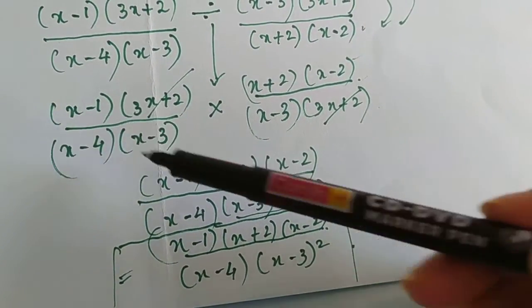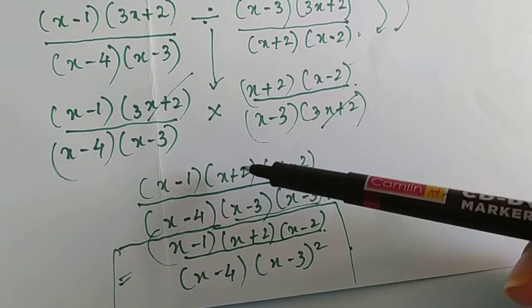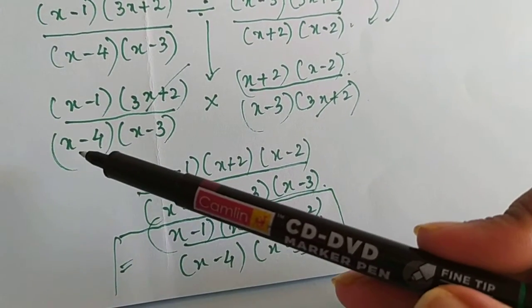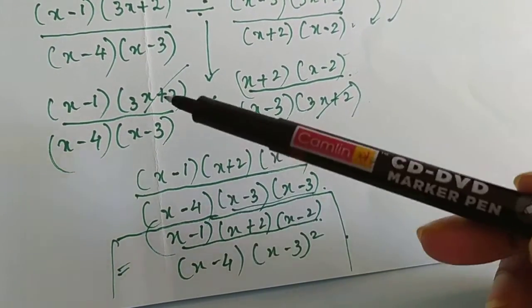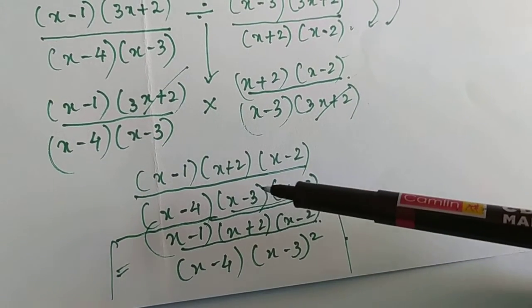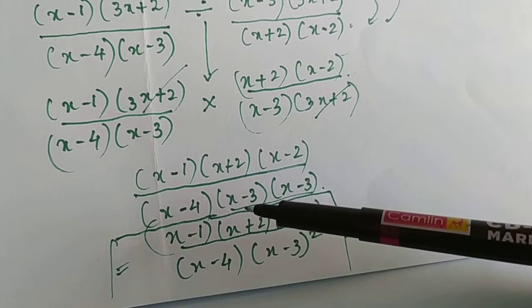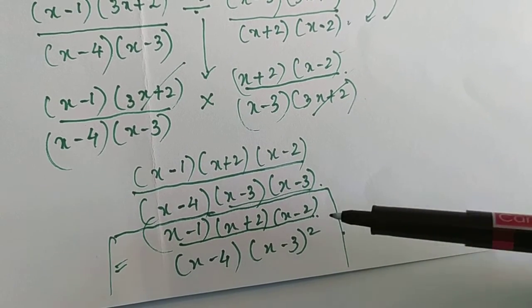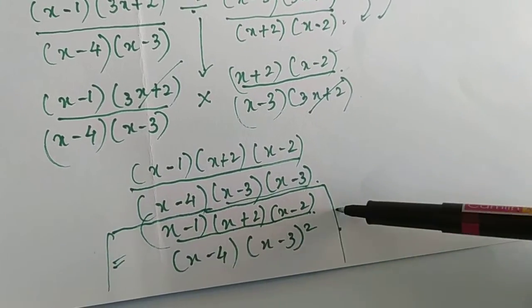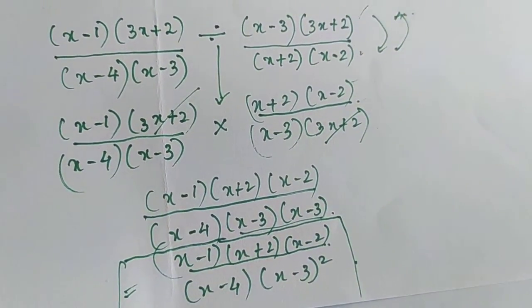In the numerator I have x minus 1, x plus 2 and x minus 2. In the denominator I am left with x minus 4, x minus 3 and x minus 3. Since this x minus 3 is repeated twice, I can write it as the square of x minus 3, the whole square, and the remaining I keep as it is, and that's my final answer.